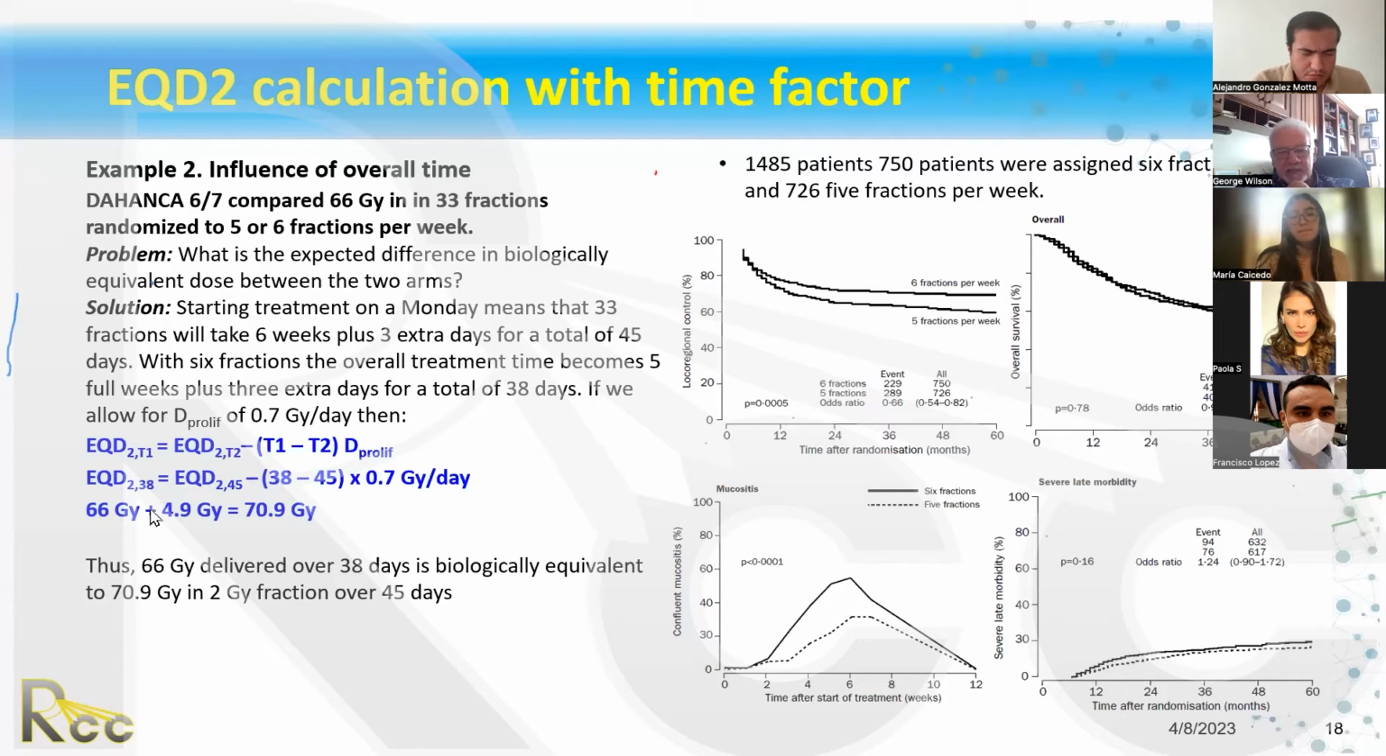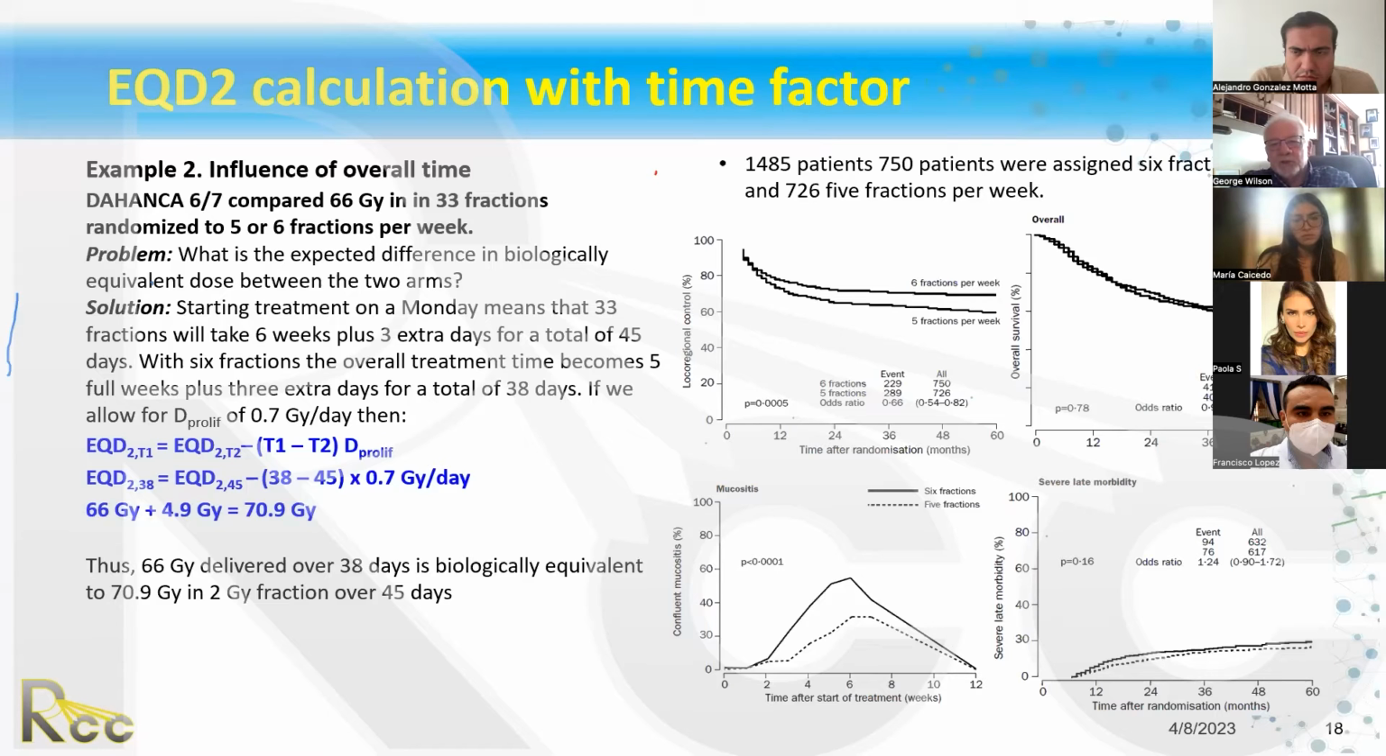Now we're going to gain 4.9 gray because we've reduced the overall treatment time by just over a week. And so the accelerated schedule is actually now equivalent to 70.9 gray. So again, it's showing you how you can use the equivalent dose in 2 gray to work out how much dose you're gaining in this case, because you're delivering the treatment in a shorter overall time.